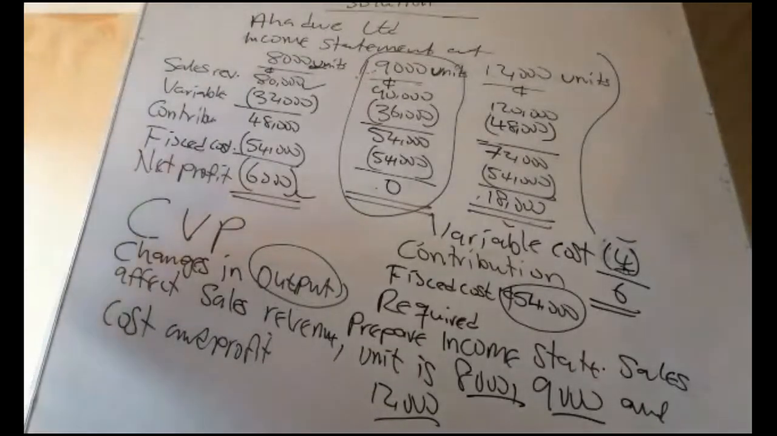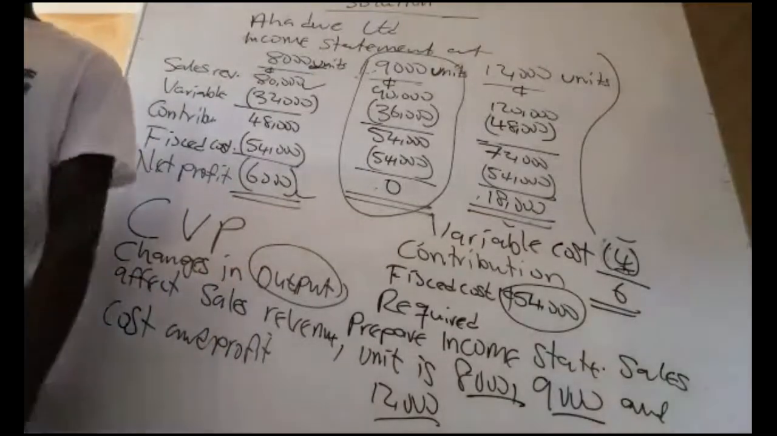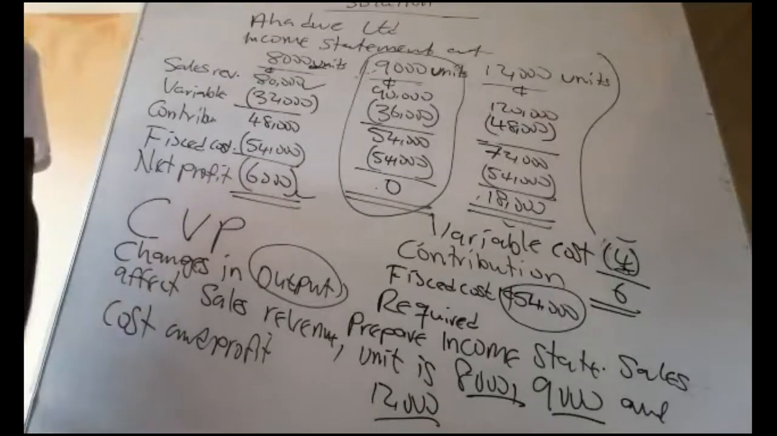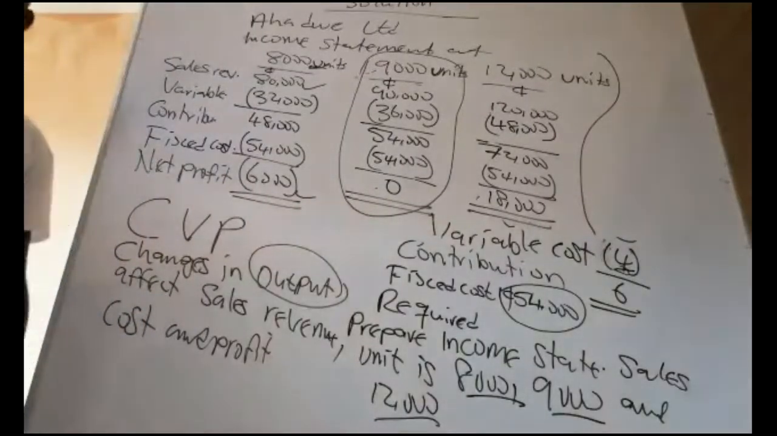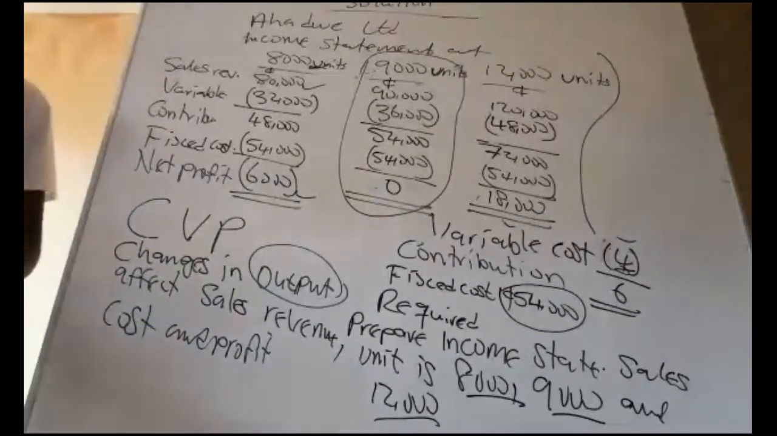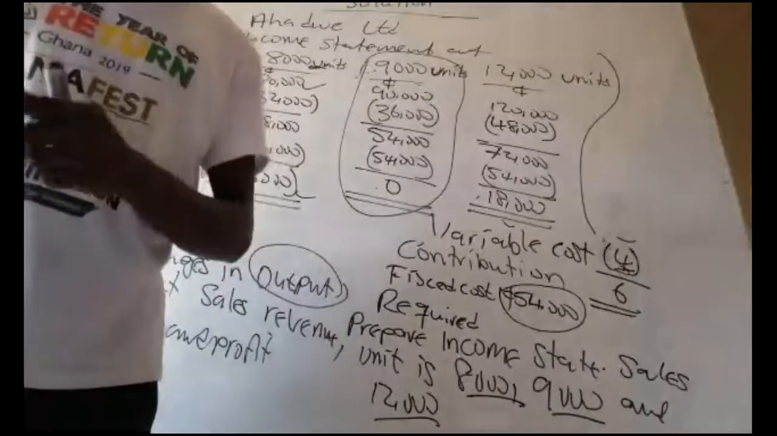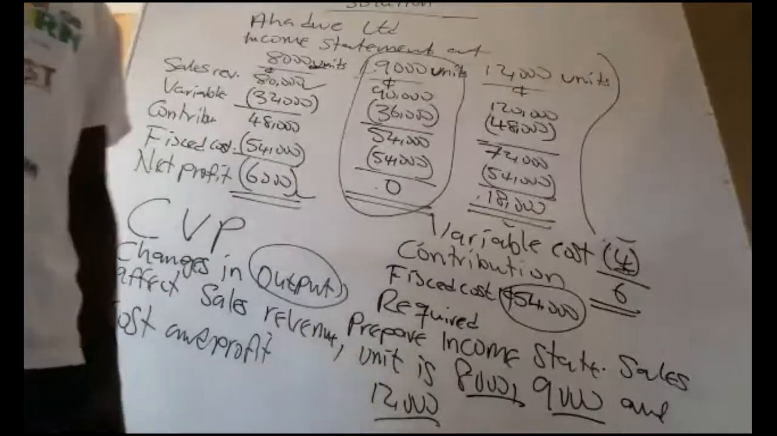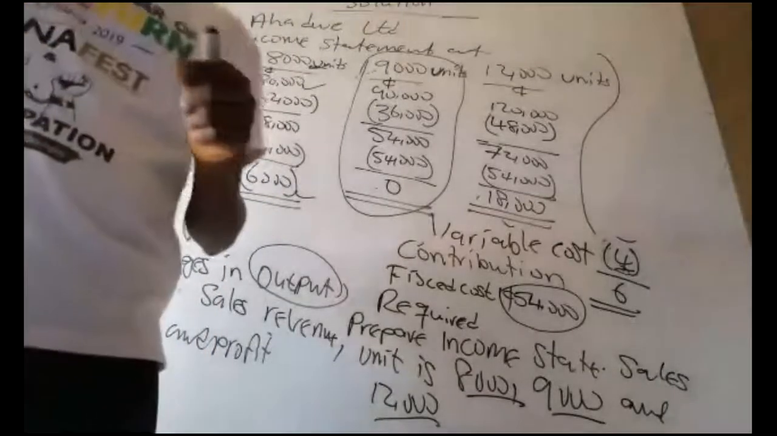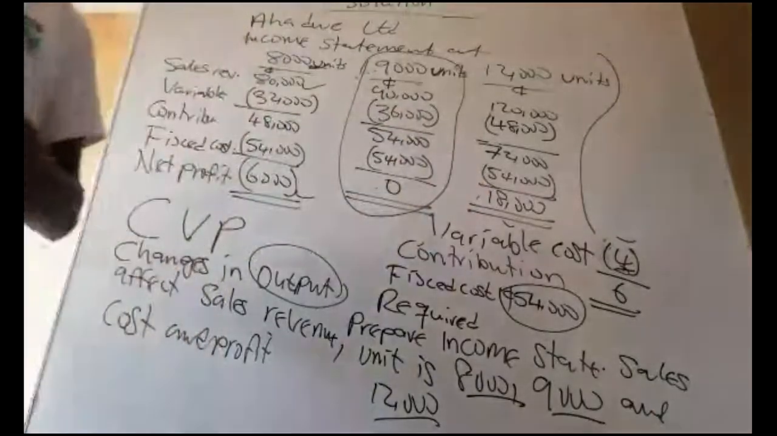Breakeven assumes that production is equal to what? Sales. It means no closing inventory. Although in reality, it's not true. Businesses sometimes keep closing inventory. So that's the first assumption. It assumes that production is equal to sales, meaning no closing inventory.